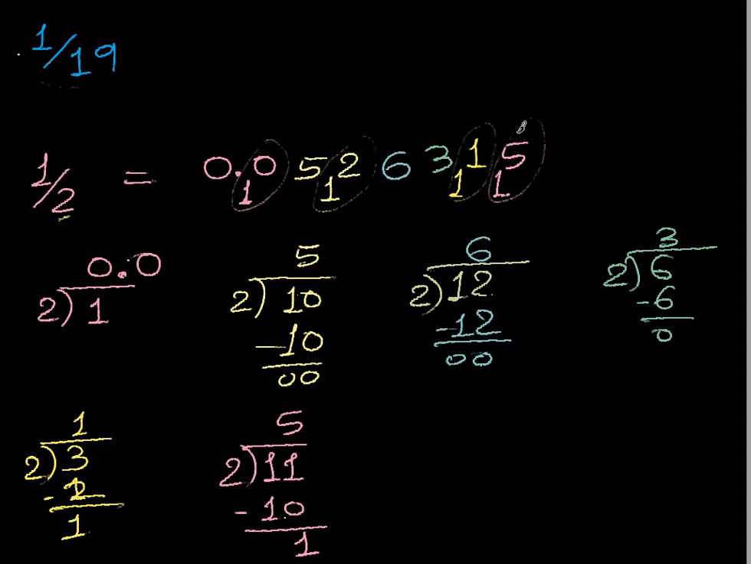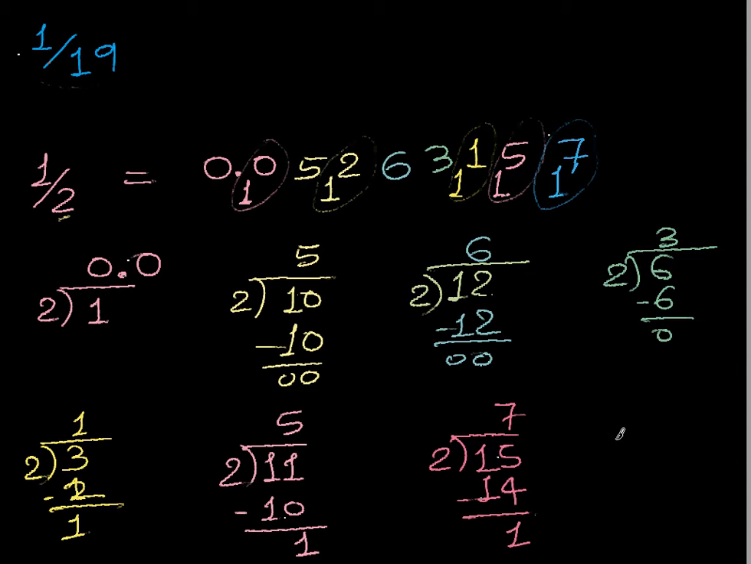And now consider this as 15. So obviously we know that the answer would become 7 over here. How come? Because 2 sevens are 14 and our remainder would be 1 over here. So just put it like this. 7 and 1. Now consider this as 17 and like this you can continue till you get the repeating fractions.